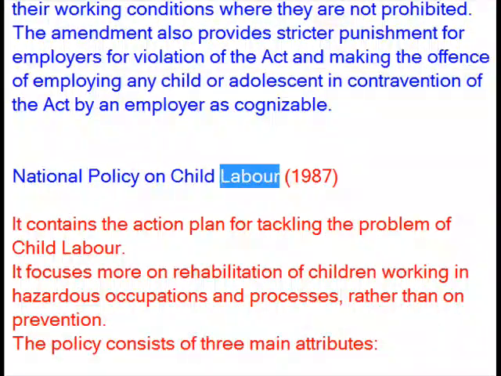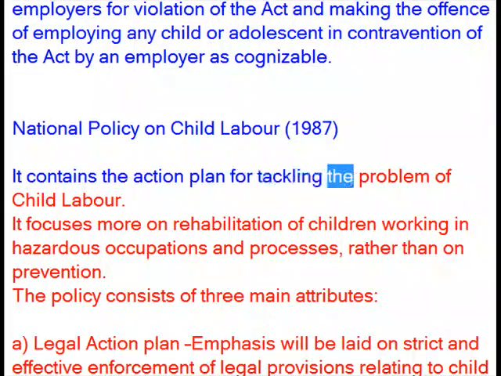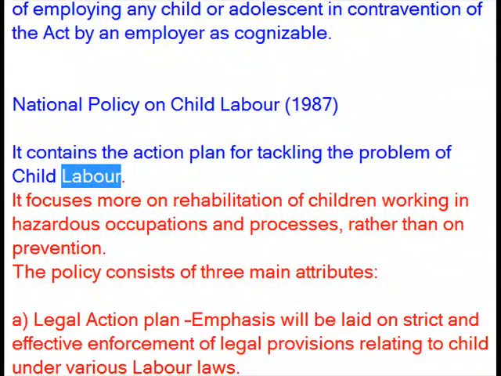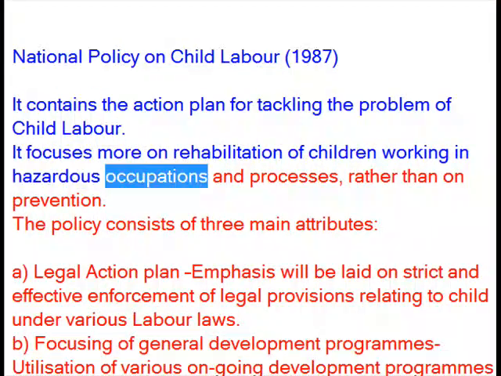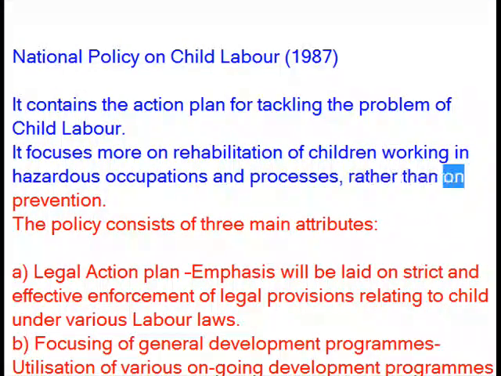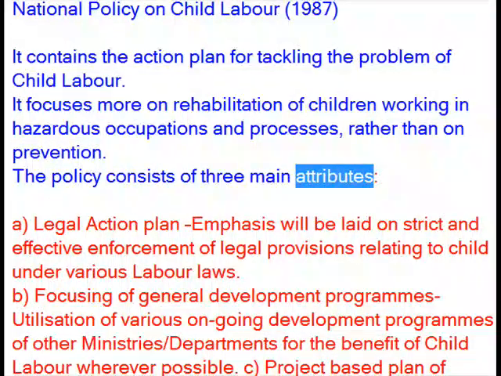National Policy on Child Labor, 1987. It contains the action plan for tackling the problem of child labor. It focuses more on rehabilitation of children working in hazardous occupations and processes, rather than on prevention. The policy consists of 3 main attributes.